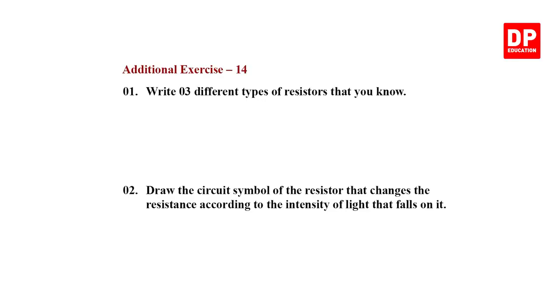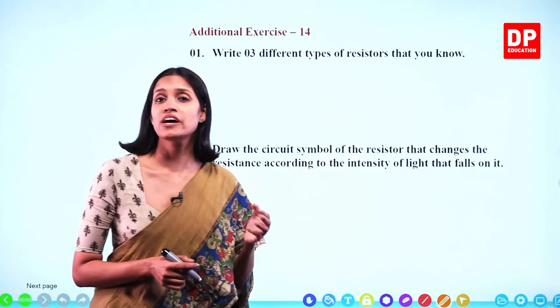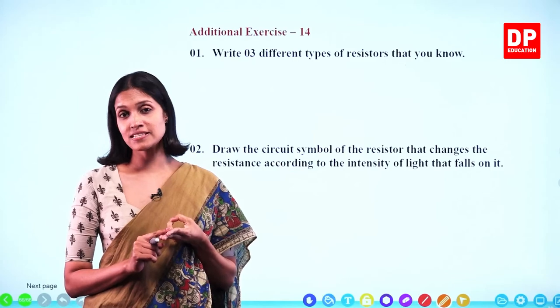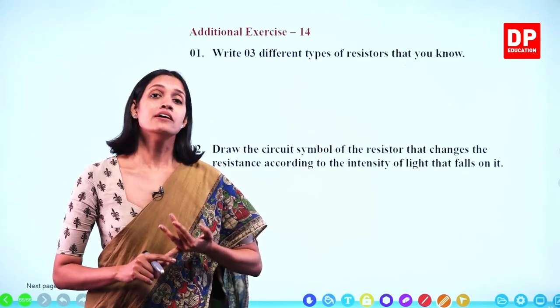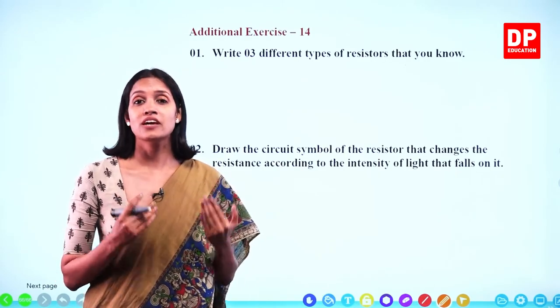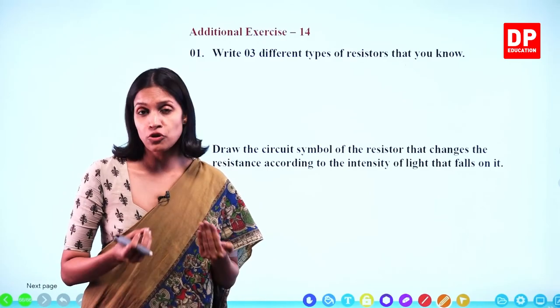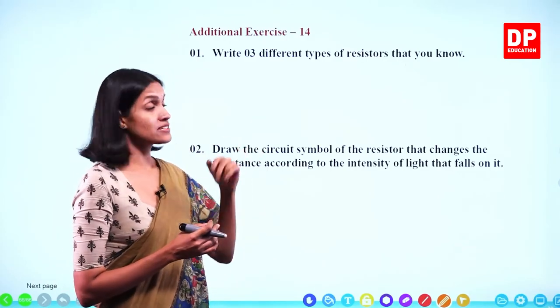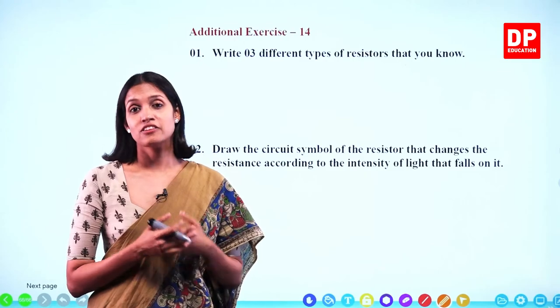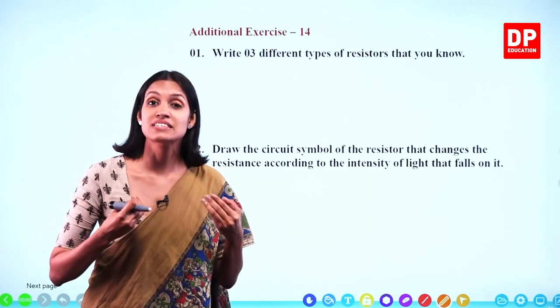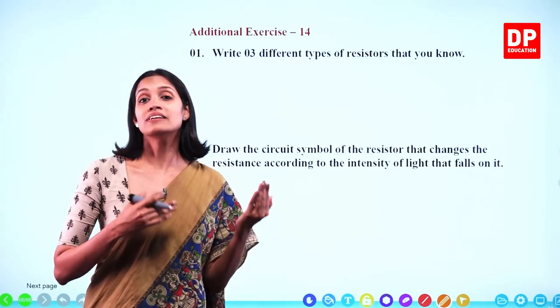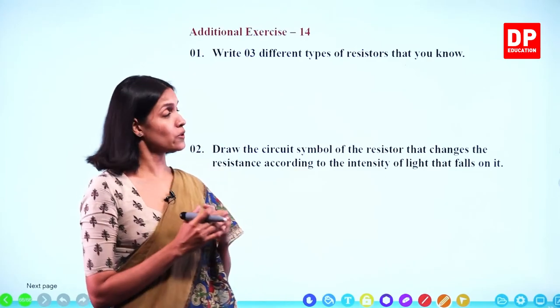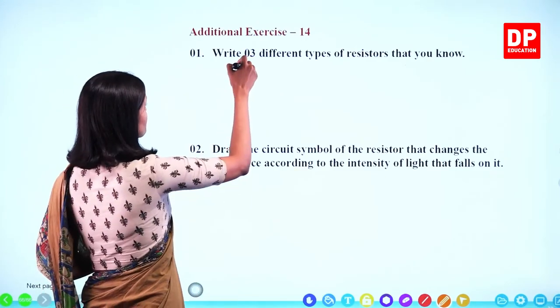This is our last exercise for this lesson. Write three different types of resistors that you know. There are three main types of resistors. What are they, children? Permanent resistors, where we cannot change the value of the resistor. And then the second one is variable resistor. The value can be changed. The resistance can be changed. And light sensitive resistors. Okay, let's write them.